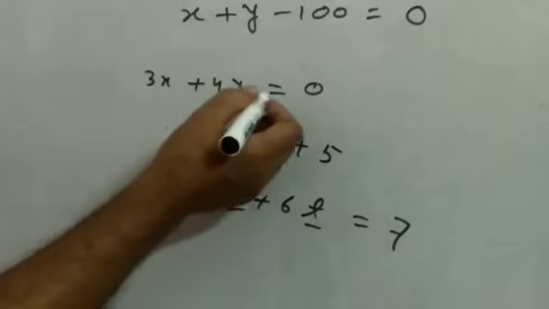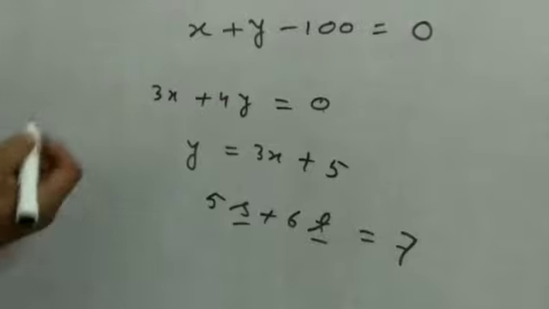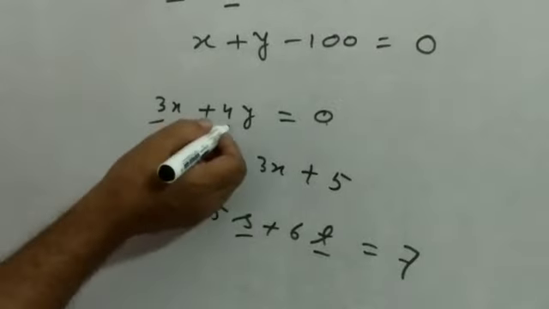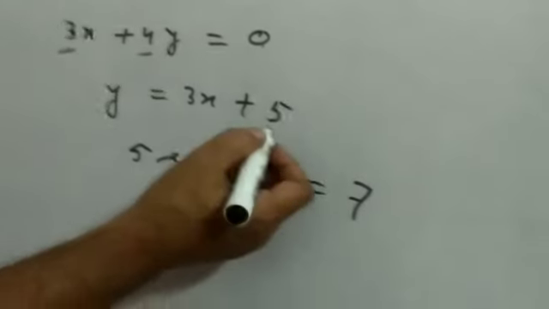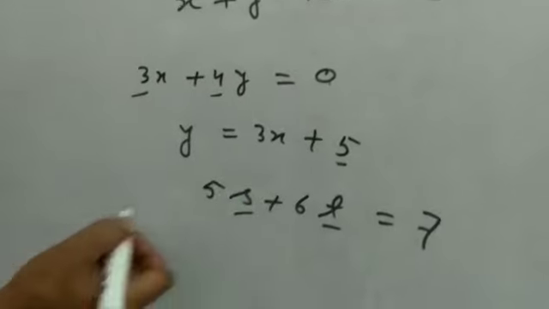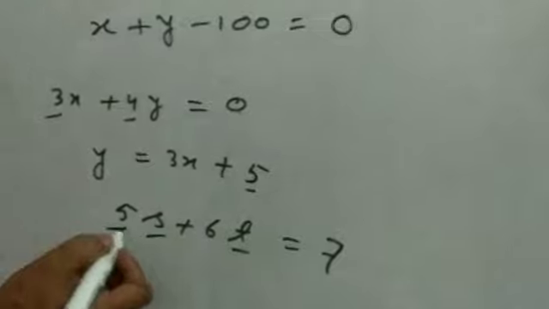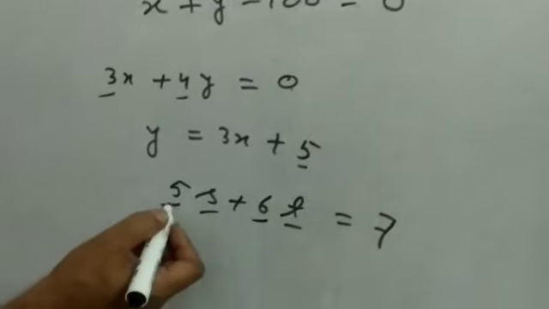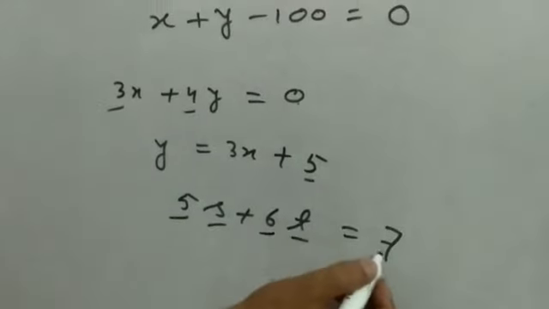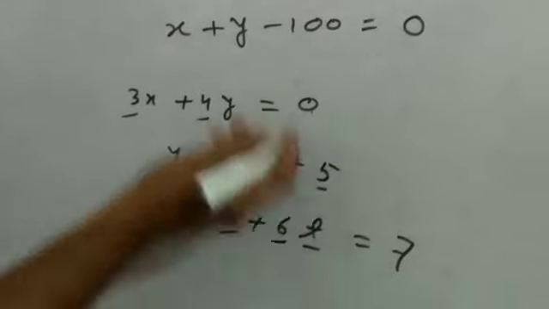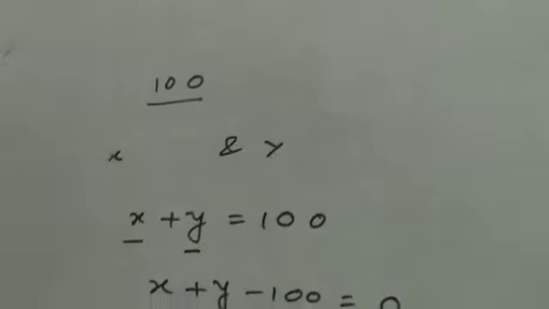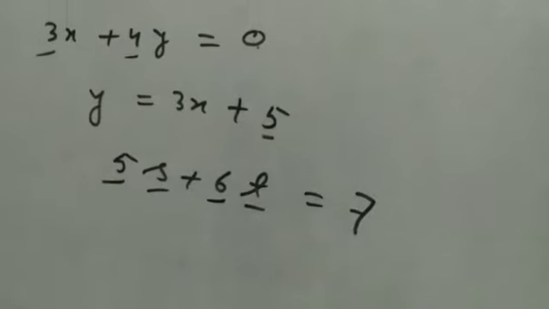Some equations have is equal to 0. Here 3 and 4 are said to be the coefficients. Here the third term is not there. Here 5 will be the constant term. Here you see 5 and 6 are the coefficients of the variables, and 7 is the constant term, with no variable. So these are some examples of linear equation in two variables.